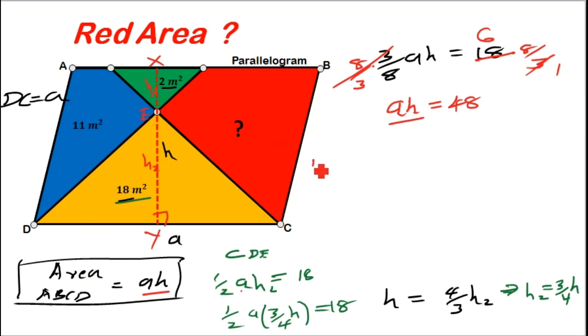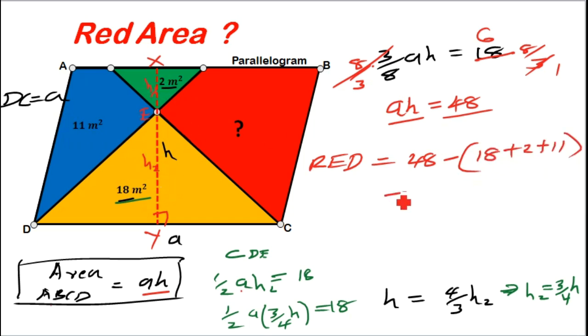So what is the red area? The red area is the area of the whole parallelogram, which we found to be 48, then minus the sum of the three areas, 18 plus 2 plus 11. Then you get the red area to be 17, and our units here are meters squared.